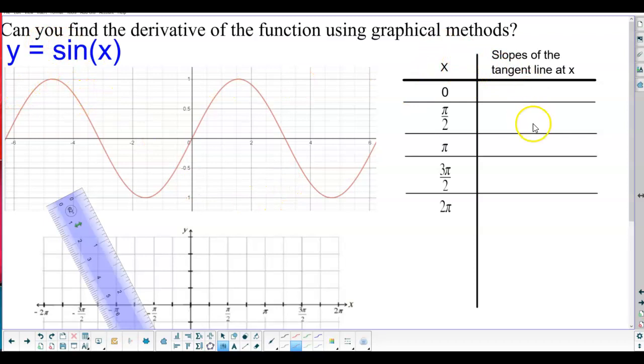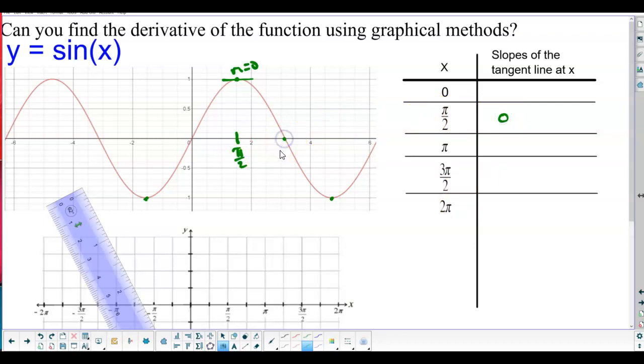I'm going to just kind of generate a quick little table based off the slopes of the tangent lines at these points. And I'm going to do this hopefully quickly here, just so we can get an idea. One of the easiest things to do is identify horizontal tangents. So if I drew a little tangent here, I know the slope is 0. Well, where is that? That was halfway to pi. So that's pi over 2. So at pi over 2, my slope is 0.